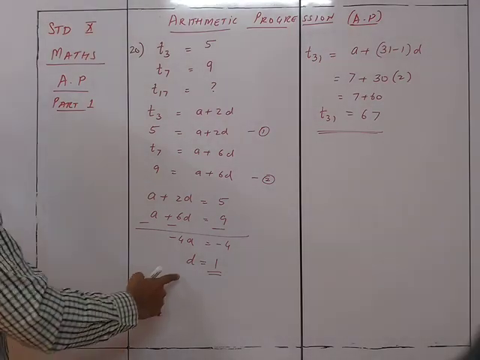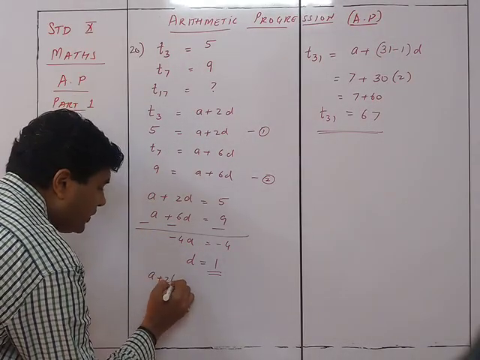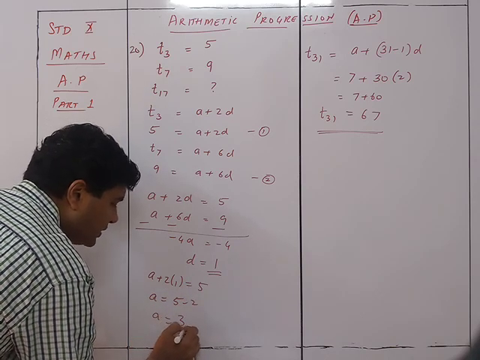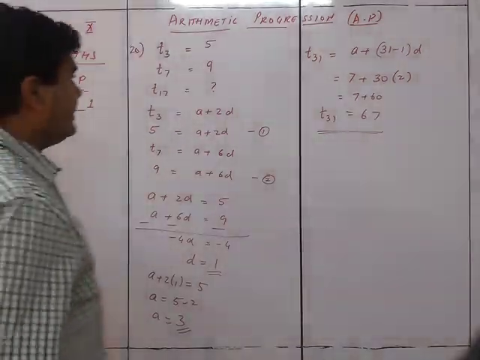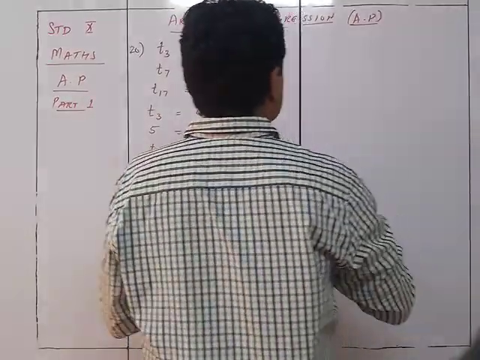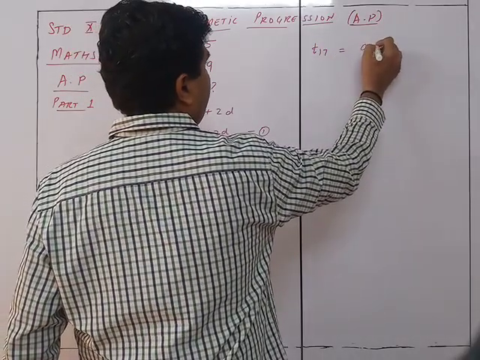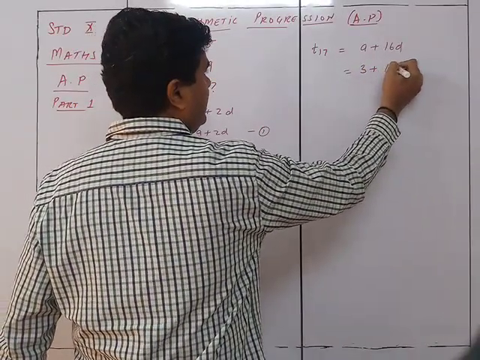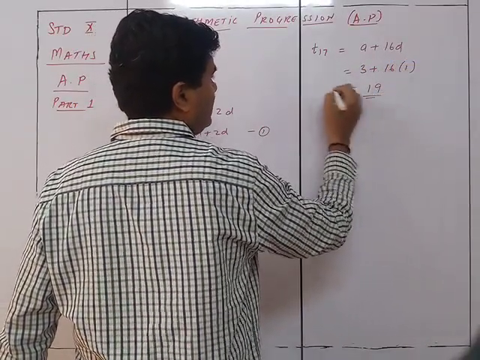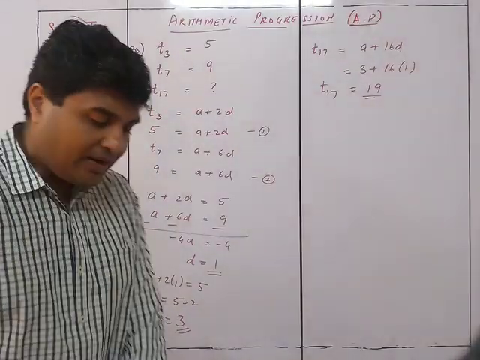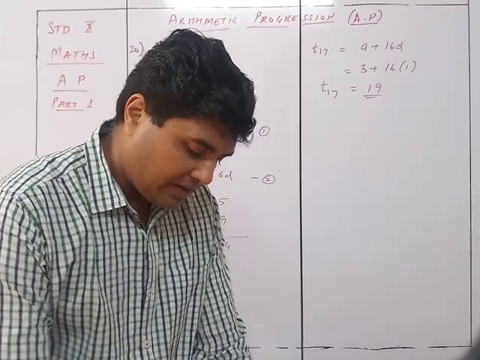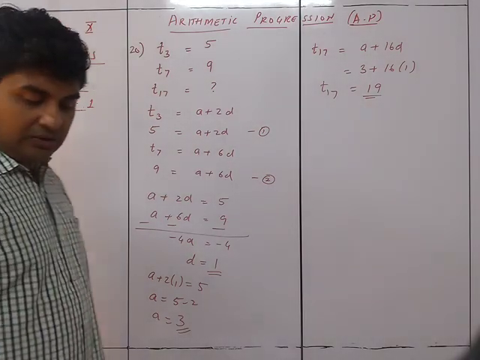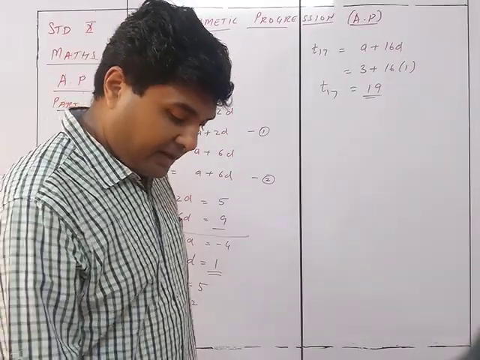Once you get D equal to 1, you place the value. A plus 2 into 1 is equal to 5, so A is equal to 5 minus 2, so A is equal to 3. Finally we find T17. T17 is equal to A plus 16D. A we got as 3, and 16 into 1, so that is 19. So T17 is equal to 19, the answer for the last question of exercise 10A. Is it clear? So that was exercise 10A.